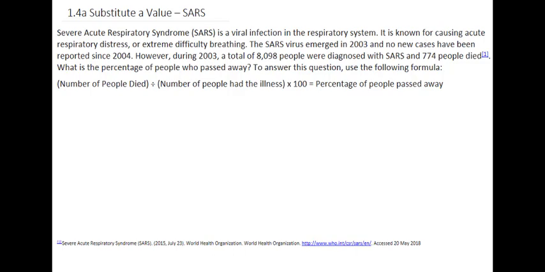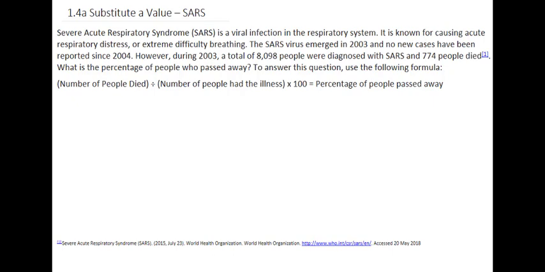Substituted value. Severe acute respiratory syndrome, SARS, is a viral infection in the respiratory system. It is known for causing acute respiratory distress or extreme difficulty breathing. The SARS virus emerged in 2003 and no new cases have been reported since 2004. However, during 2003, a total of 8,098 people were diagnosed with SARS and 774 people died.